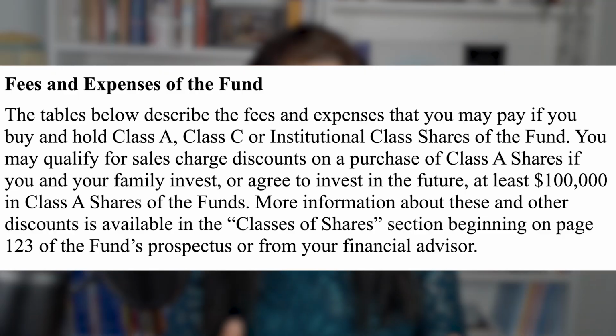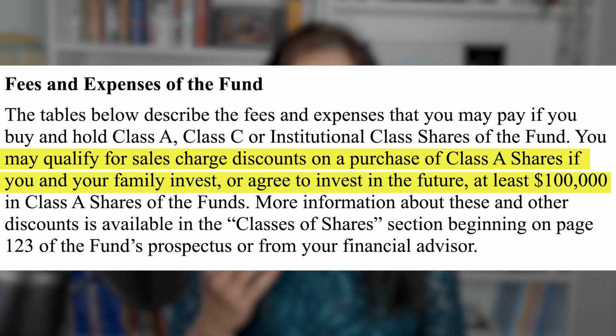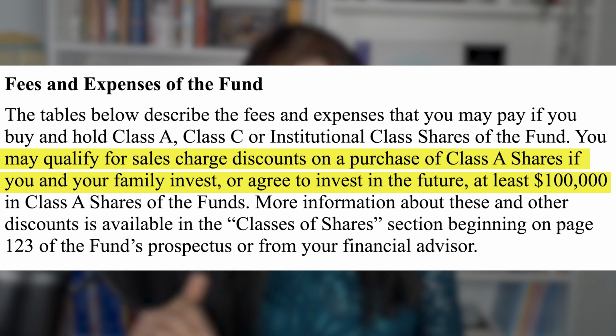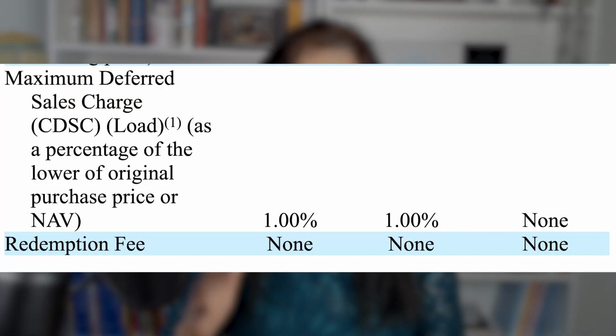If you invest $100,000, the fund can charge you a maximum of $5,250 as a result of the sales charge. About the shareholder fees section, it says that you may get a discount on the sales charge if you agree to invest at least $100,000. I will link my mutual fund fee calculator in the description so you can see how this sales charge can affect your performance.